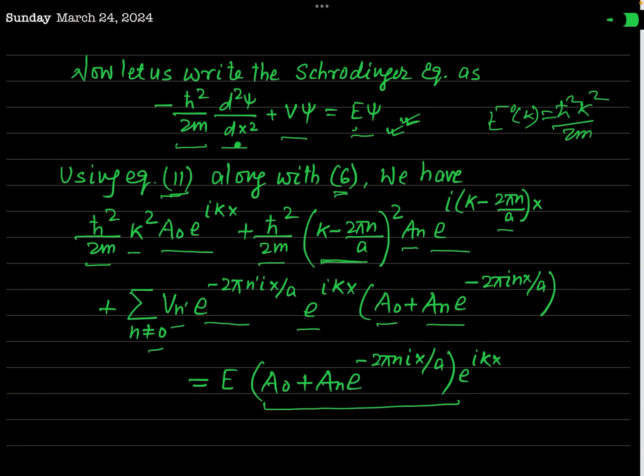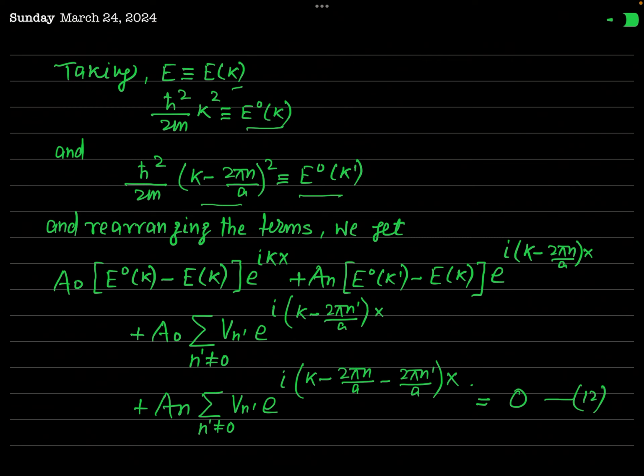So, making these substitutions in this result, that equation will become a naught times E naught k minus E of k times e to the power i k x, plus a n times E naught k dashed minus E of k times e to the power i k minus 2 pi n over a times x, plus a naught summation n dashed not equal to 0 V n dashed e to the power i times k minus 2 pi n dashed over a times x, and plus a n summation n dashed not equal to 0 V n dashed e to the power i k minus 2 pi n over a minus 2 pi n dashed over a times x, and that is equal to 0. This will be your result after this substitution, okay.